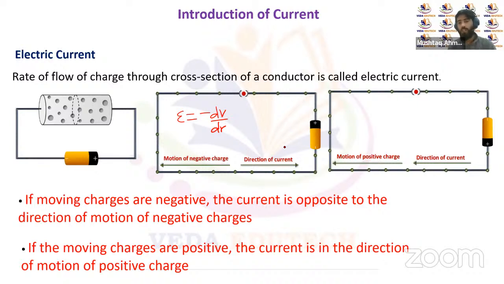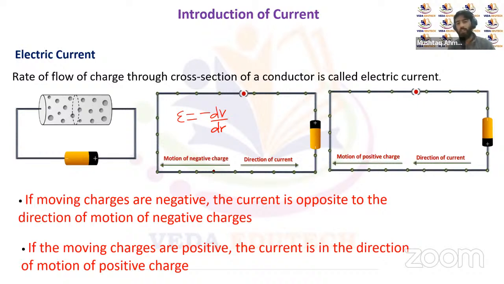Whenever a charge is placed in an external electric field, an electric force acts on the charge. Similarly, because of the battery, the electric field is set up, and that electric field exerts an electric force on the charge. And that charge, when it experiences the force, starts to move in the conductor, and that constitutes electric current.